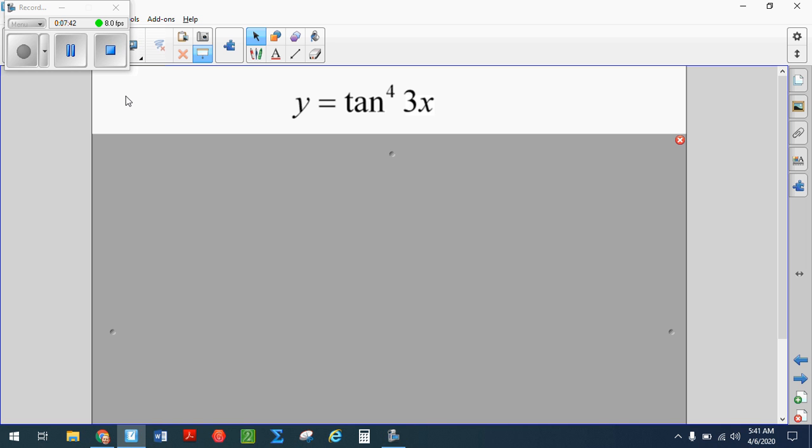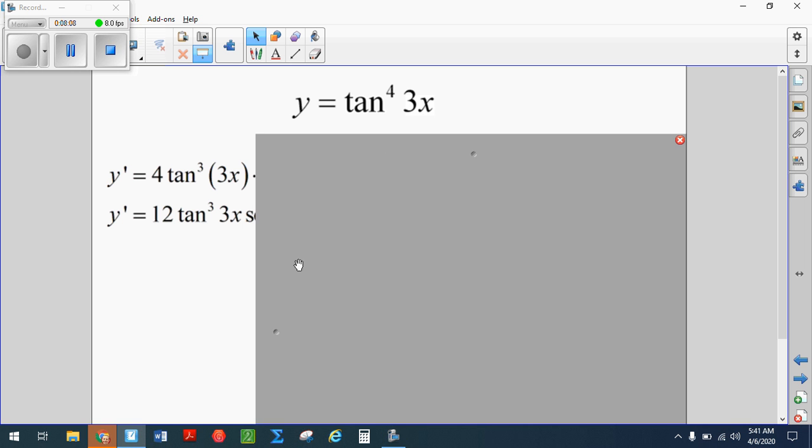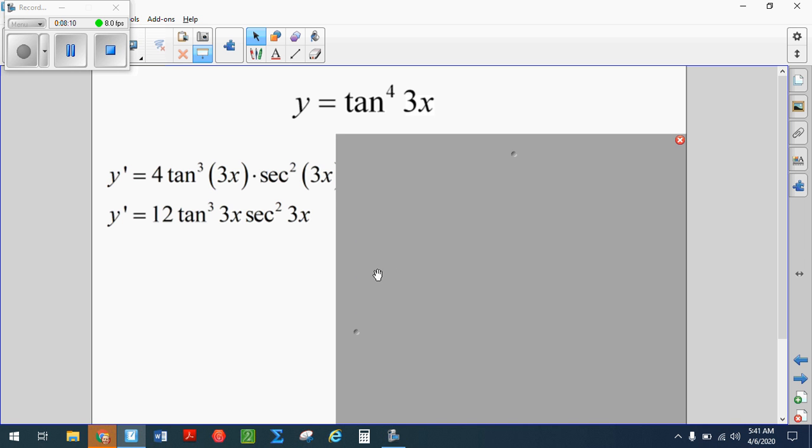I have tangent to the fourth of 3x, which is something to the fourth power. Well, the something to the fourth power, the derivative would be 4 times something to the third power times the derivative of the something. Well, the something is the tangent of something else. So the derivative of tangent of something else is secant squared of something else times the derivative of something else. So all that to say, we could do this.